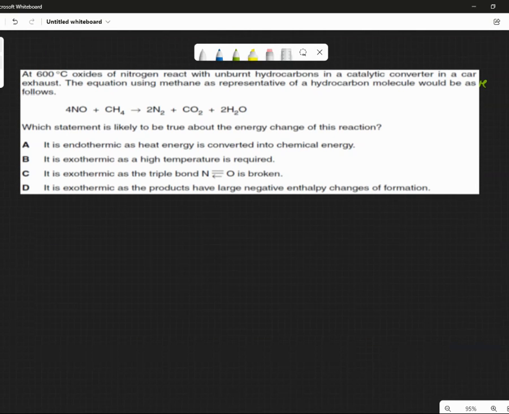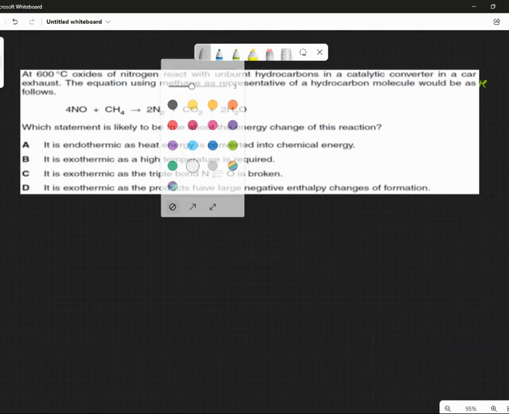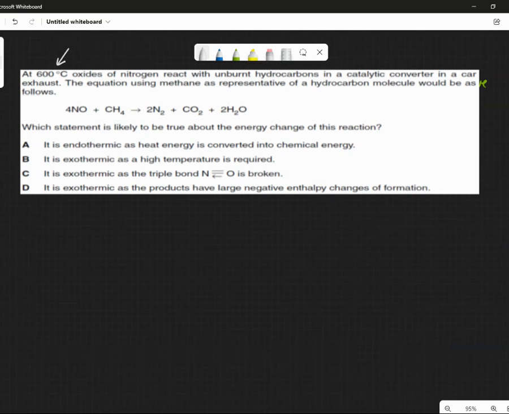Now, this one's going to be a hard one because I get confused by these. At 600 degrees, that's important. Oxides of nitrogen react with unburnt hydrocarbons in a catalytic converter in a car. The equation using methane as a representative of a hydrocarbon molecule will be as follows. So apparently, nitrogen monoxide reacts with hydrocarbons. It gives us nitrogen and carbon dioxide and water. Which statement is likely to be true about the energy change in this reaction?